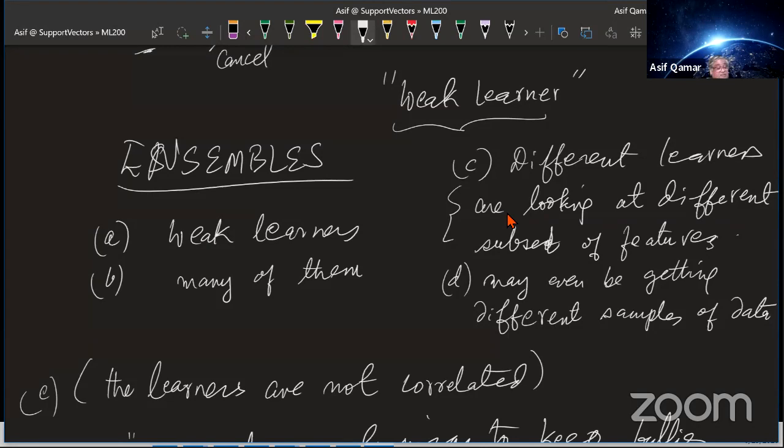So if you give subsets of the data, you sort of protect against an overall bias of the data. Right? So that's the point of giving different subsets of the data to different learners to learn from. So all of these things put together, those are our main 4 points. A, you need weak learners. You need many of them. You need different learners looking at different aspects of the subsets of the features. And D, you give them different samples of the data.